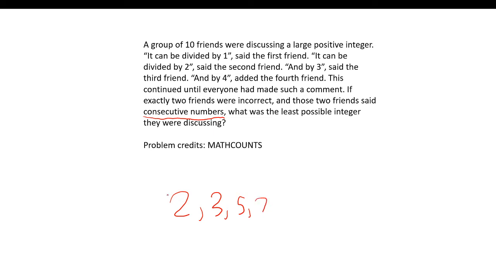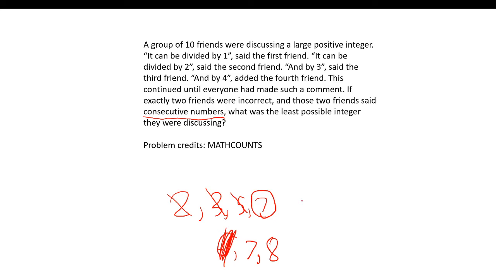We know 2 is a big no. With 3, well, 9 has to be incorrect then. 5 is a big no. 7 we haven't tested. Let's test 6 and 7. Well, we know 6 is not out of the picture. Let's test 7 and 8.